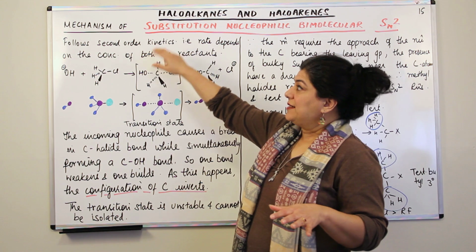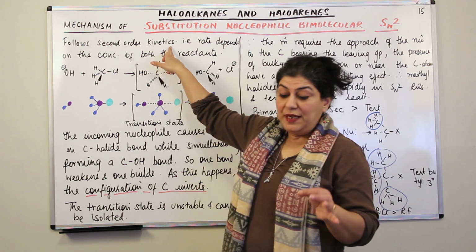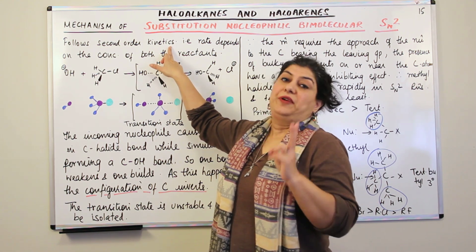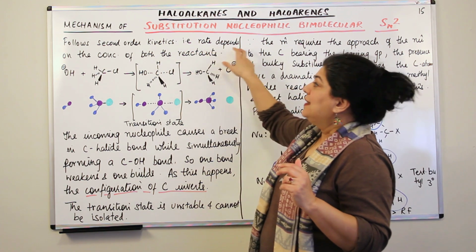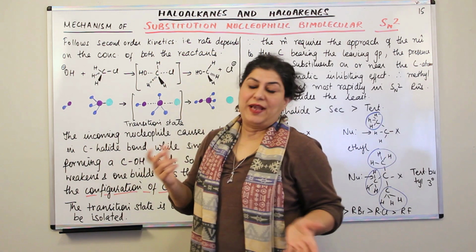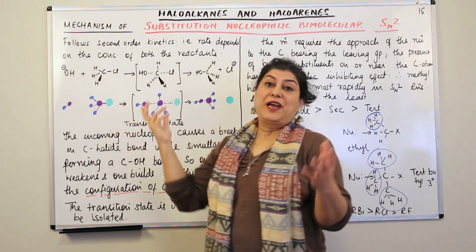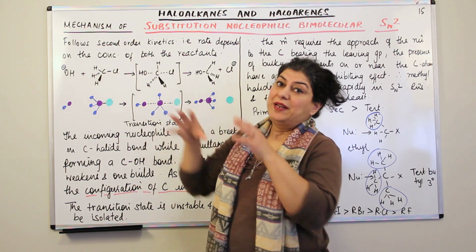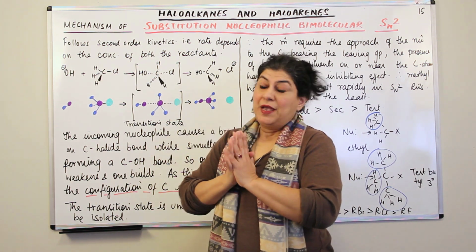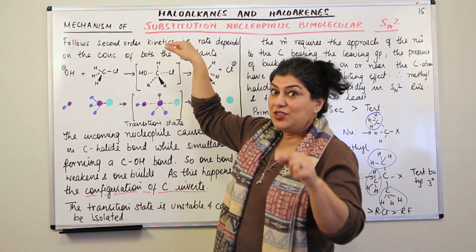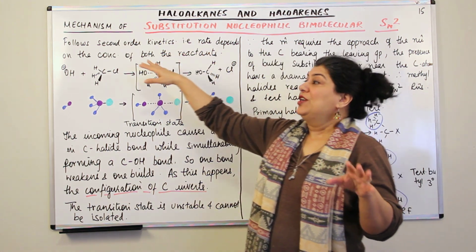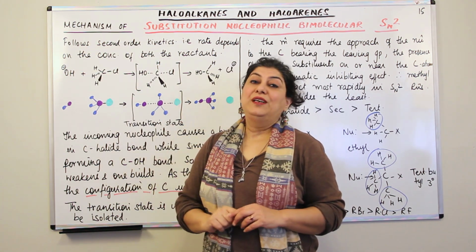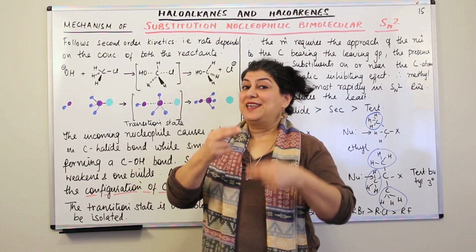So this mechanism follows second order kinetics. It means the rate of this reaction depends on the concentration of both the reactants. Since in nucleophilic substitution reaction there are only two reactants, the rate of this reaction depends on the concentration of both the reactants. But in the SN1 mechanism, it would be a first order reaction in which the rate of the reaction would depend only on one of the reactants, and that reaction would take place in two steps.